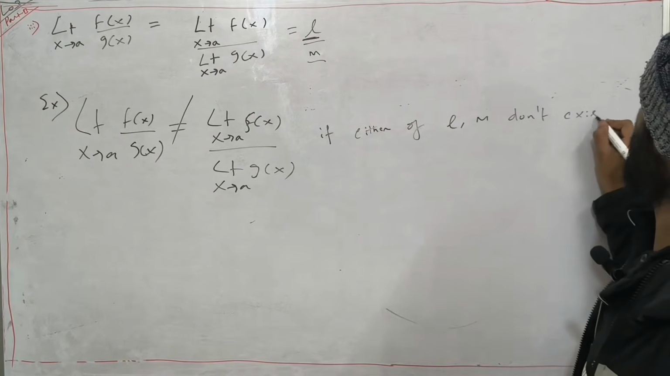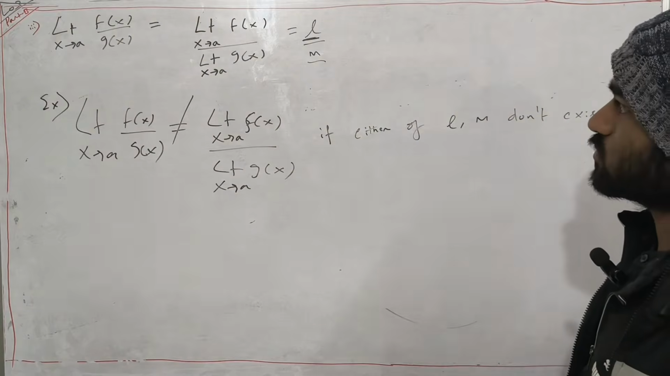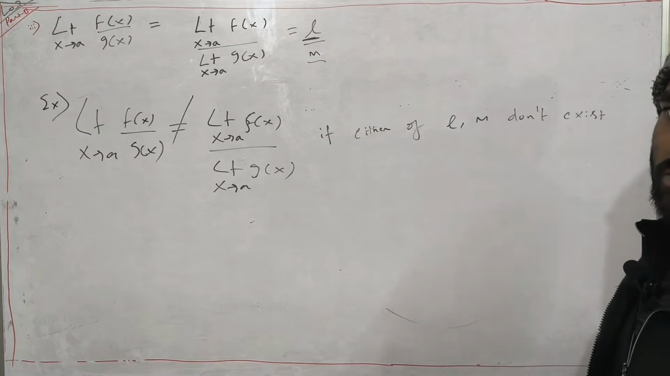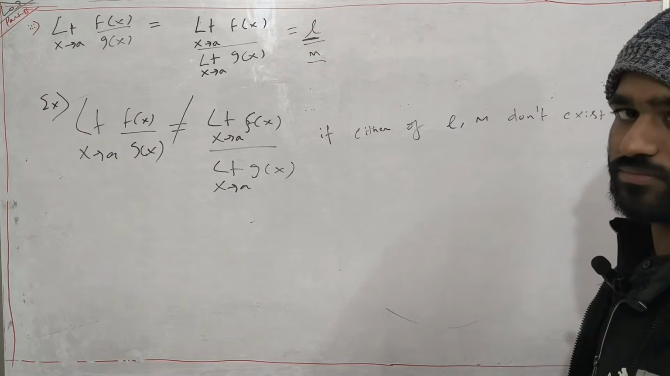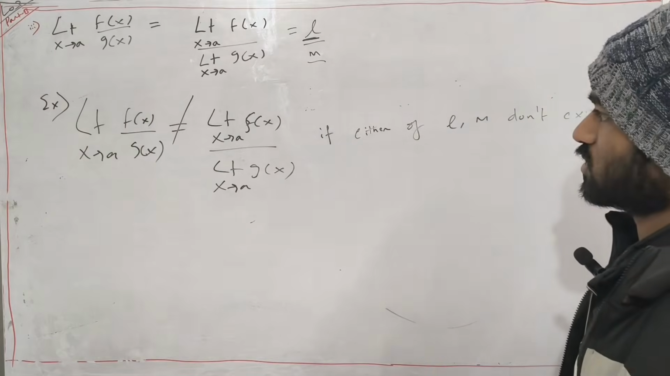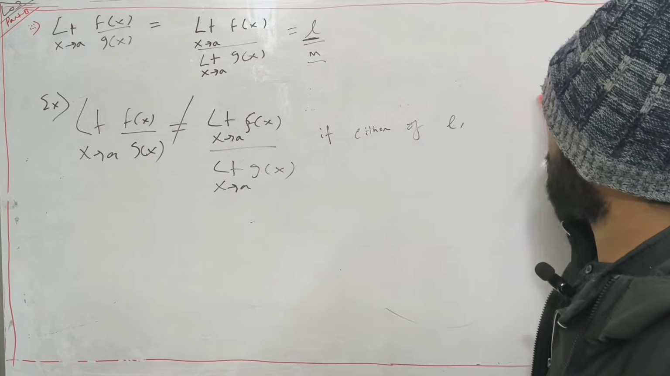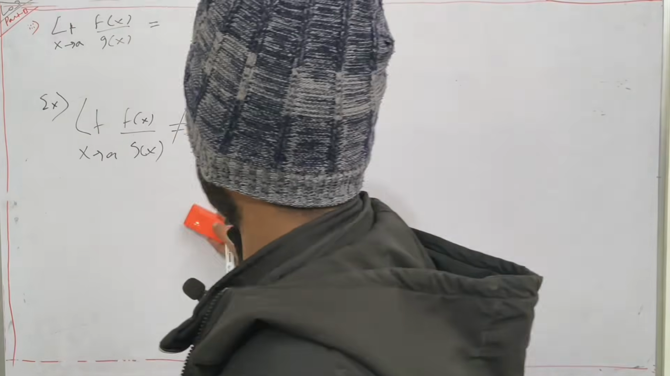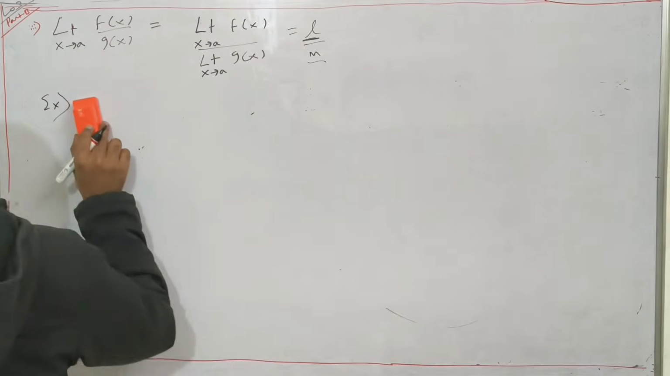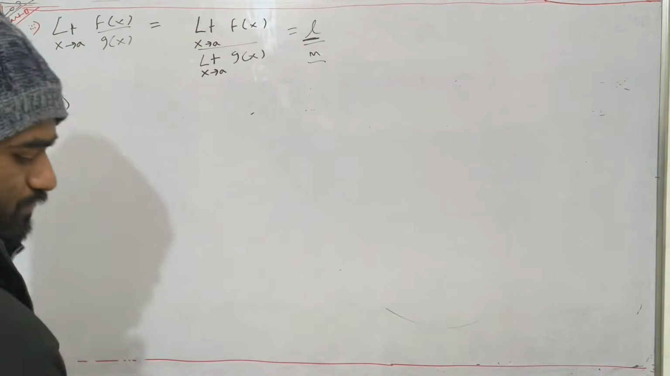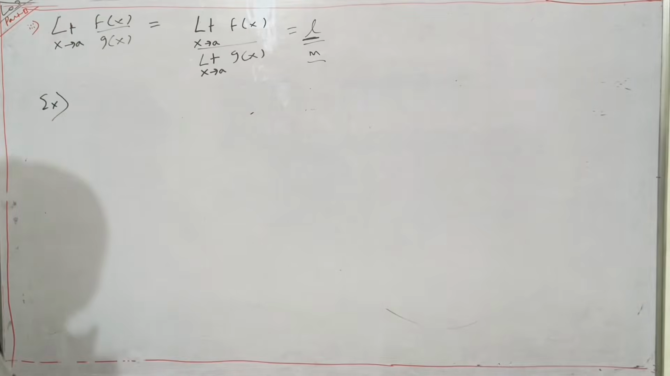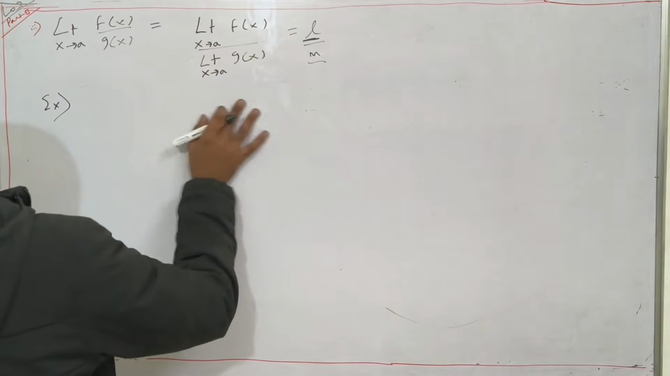Understand? Because we are not getting any particular number for L or M, and how will you use this formula? You can't use it. So then how will you solve that? How will you solve that? Okay, good question. The question is how will you solve that?